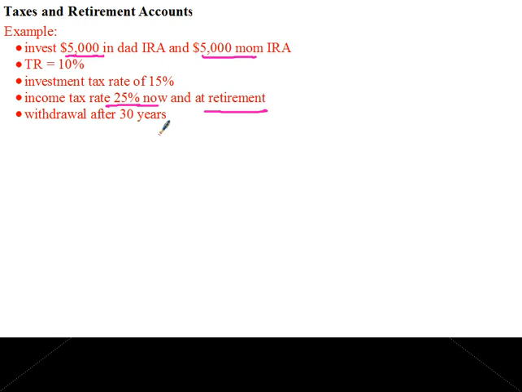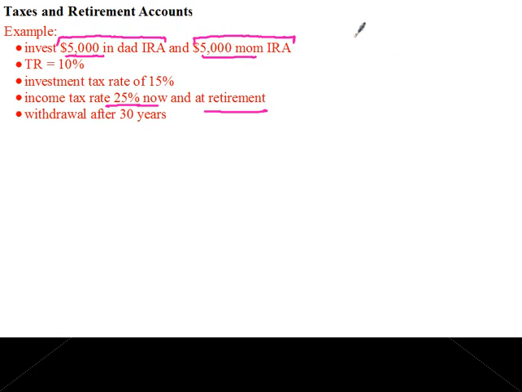Now, I need to say clearly, mom and dad's IRAs are separated by law. These are 2 separate accounts. Dad has his IRA. It's an individual retirement account. Mom has her IRA. It's an individual retirement account. These are not the same accounts. However, we can put them together for the purposes of doing the math on this.